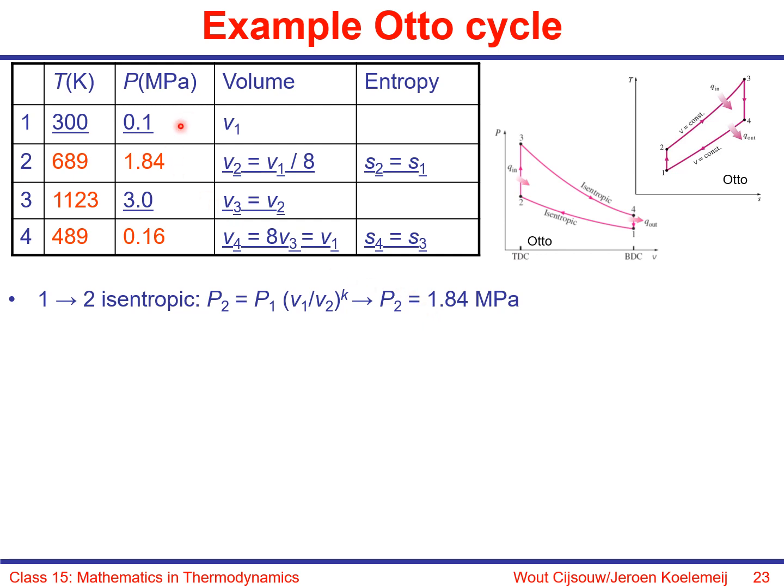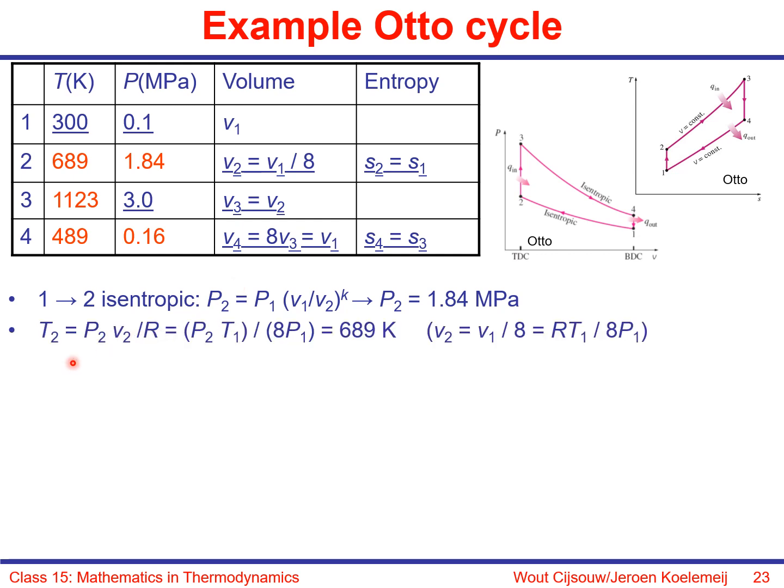Good. We have P2. We already had P3, so we're almost there as far as it concerns the pressures. What about the temperature? Here we simply use the ideal gas law, and you will notice that we also use this compression ratio here. Now this tells us T2, the temperature. So now we have the pressure and the temperature of state 2.